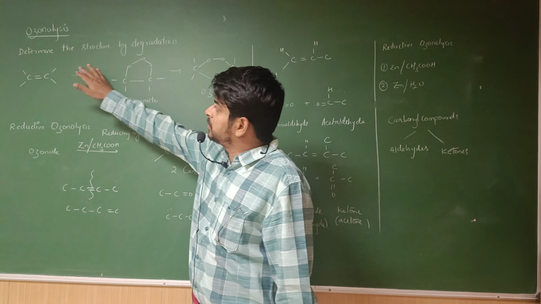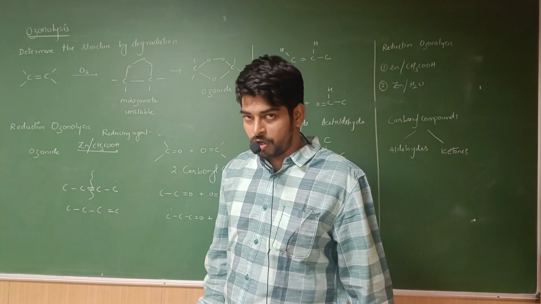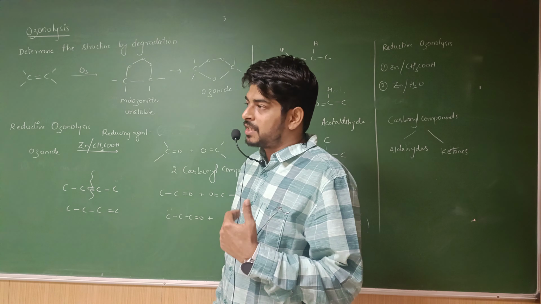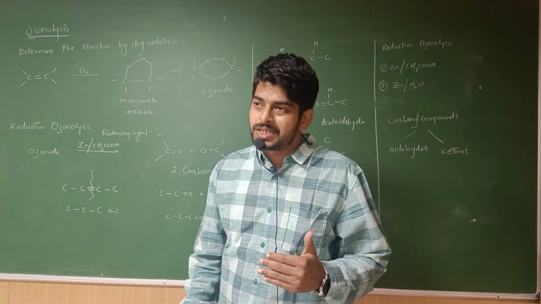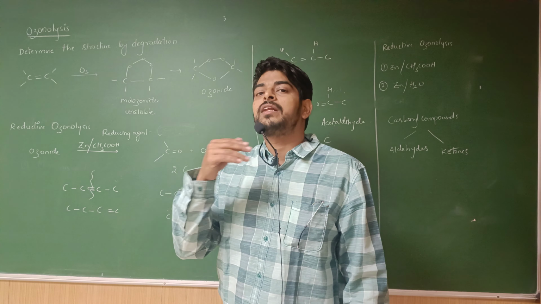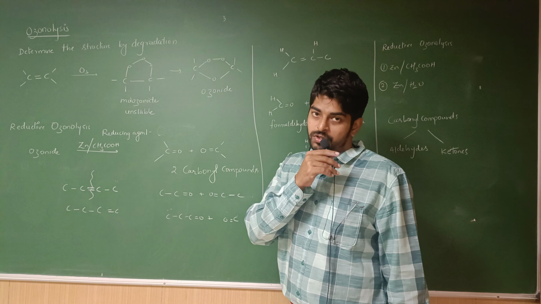So ozonolysis is a method to determine the structure by degradation. Degradation means breaking into smaller compounds. So let us understand the mechanism. Ozonolysis is of two types: oxidative ozonolysis and reductive ozonolysis. Mainly we use reductive ozonolysis. So first let us speak about reductive ozonolysis.